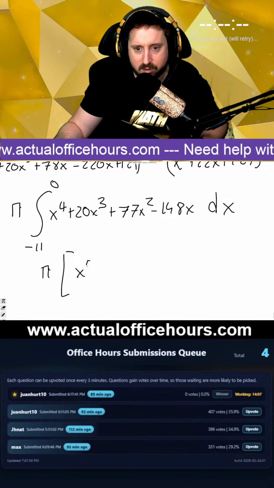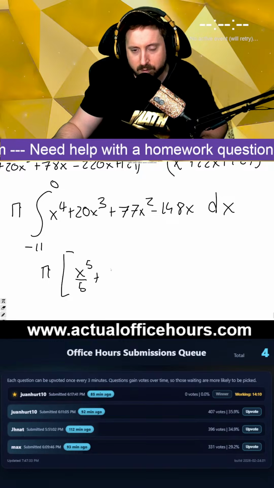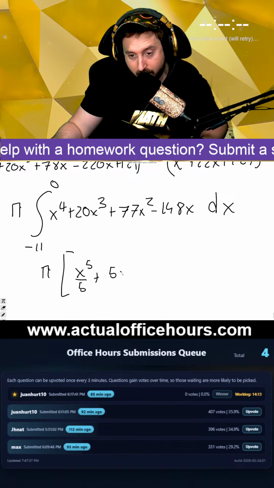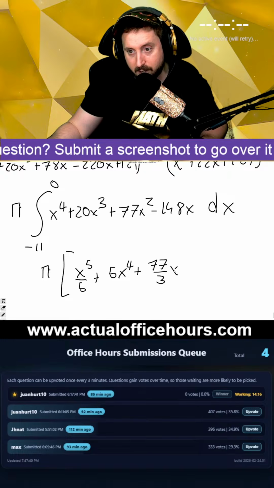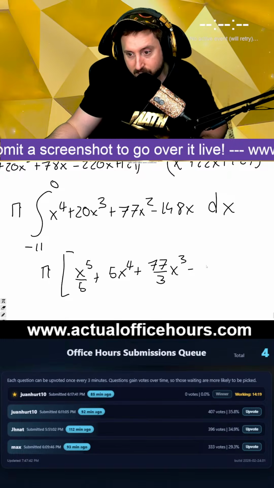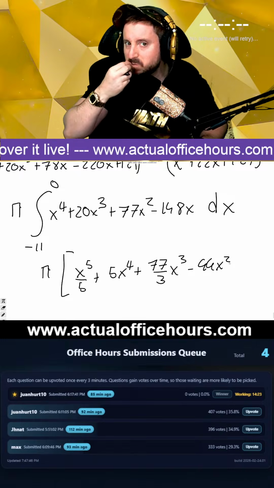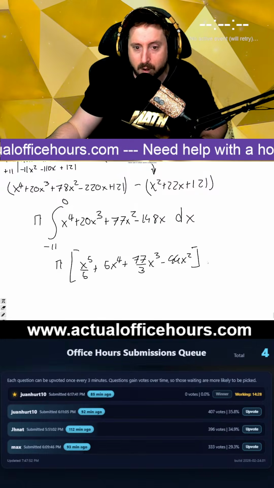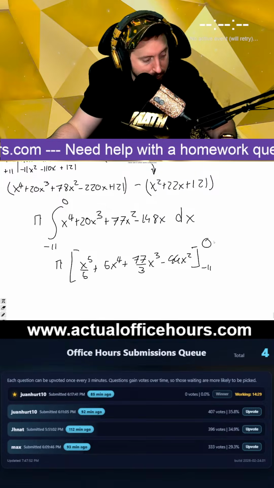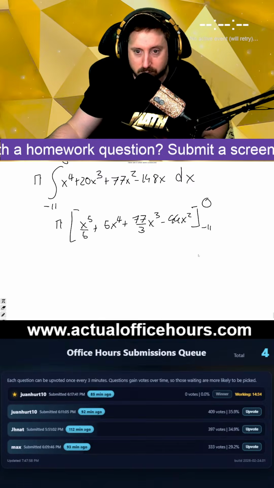So this is going to be x to the 5th over 5 plus 5x to the 4th plus 77 over 3x cubed minus 99x squared. And then this is from -11 to 0. Cool thing, I don't care about the zeros because all these have x's in them, which is great.